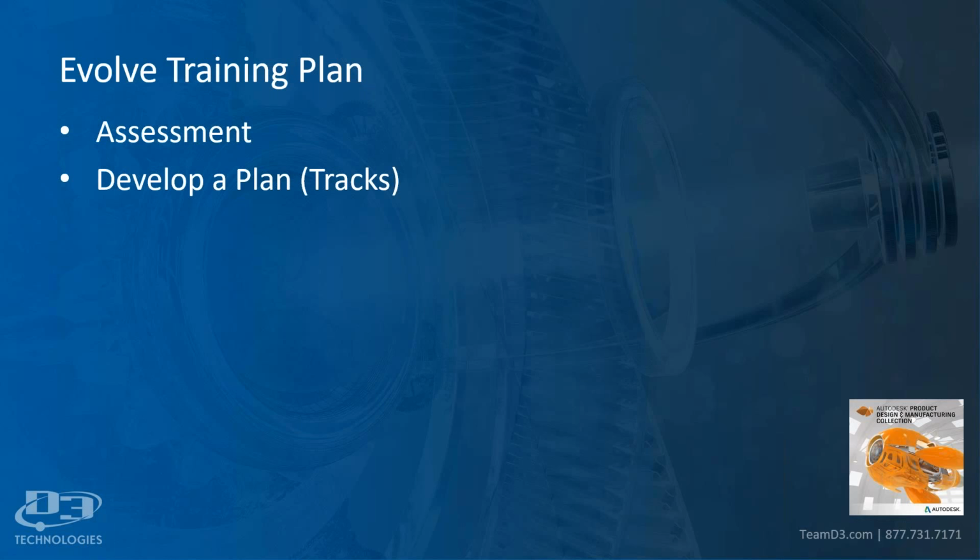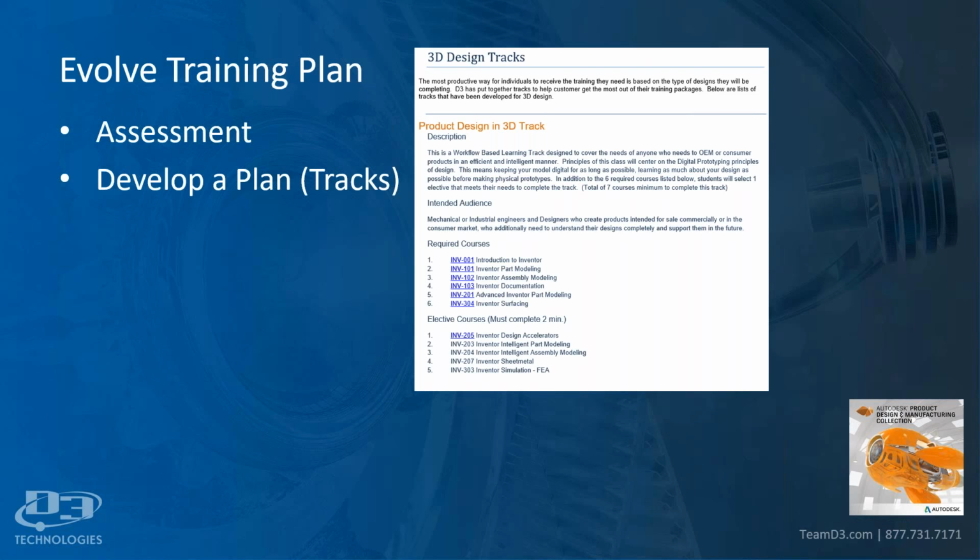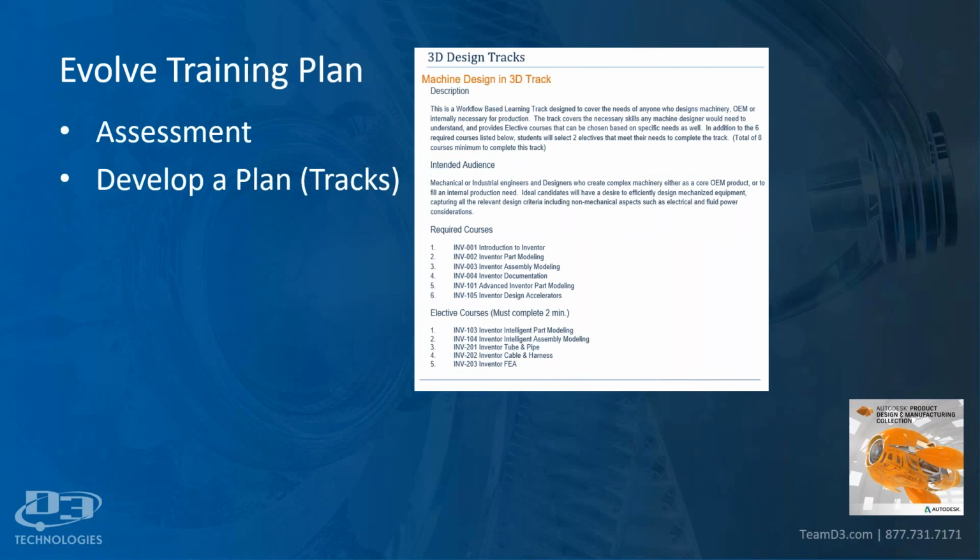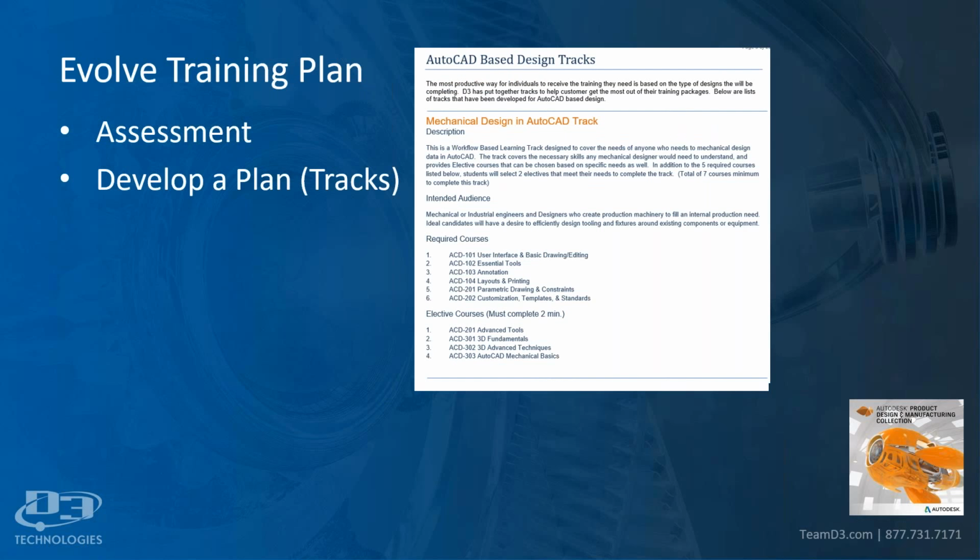We also have developed plans or tracks in our Evolve training. Such tracks like 3D design track for product design or machine design. With that, we have required courses and elective courses. After you take all the required courses and the minimum of the elective courses, you receive a certificate signed by the company president here that says that you completed what was needed for machine design track in 3D.